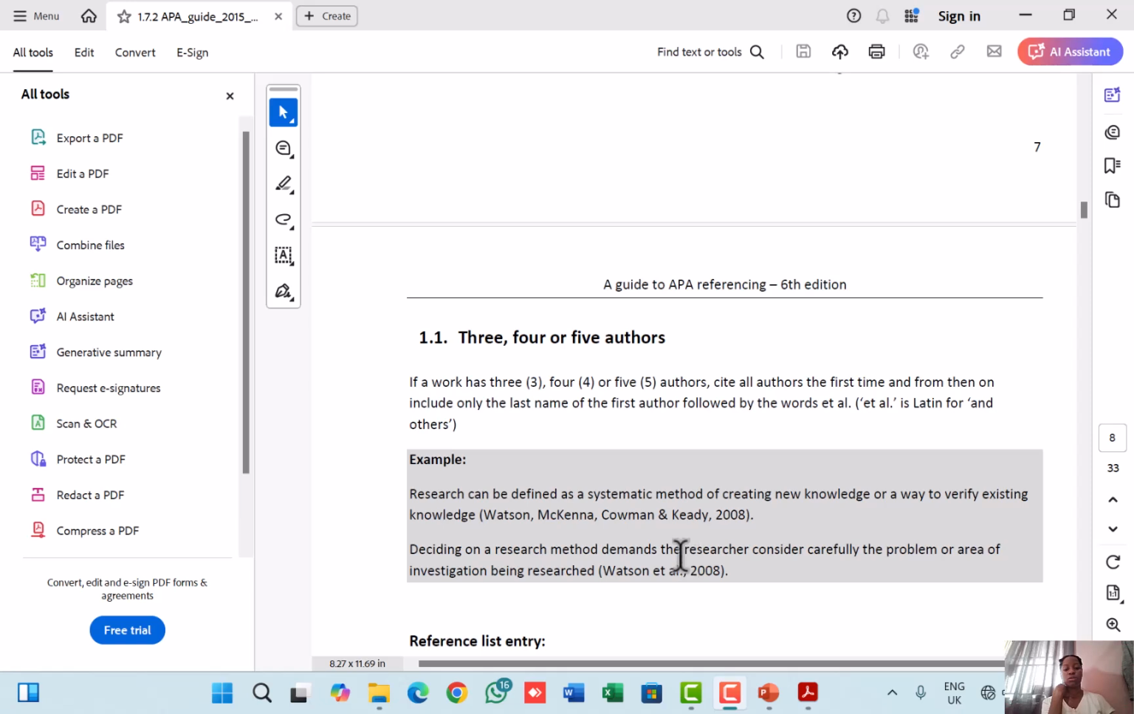So, deciding on the research methods demands that the researcher consider carefully the problem or area of investigation being researched. Remember, that means all the following statements you are getting from the work of these people. So you have to take the last name of the first author, follow it by et al, a full stop, and then a comma, 2008. Don't forget the year. Also, don't forget this punctuation. Yes, that's how we cite for more than 2 authors.